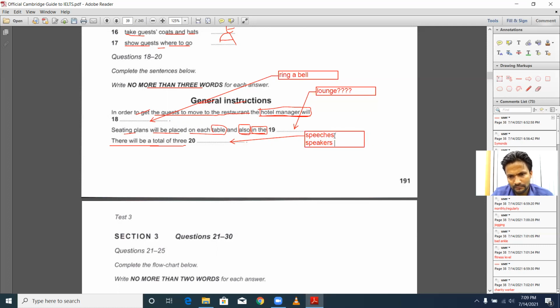That is the end of section 2. You now have half a minute to check your answers.